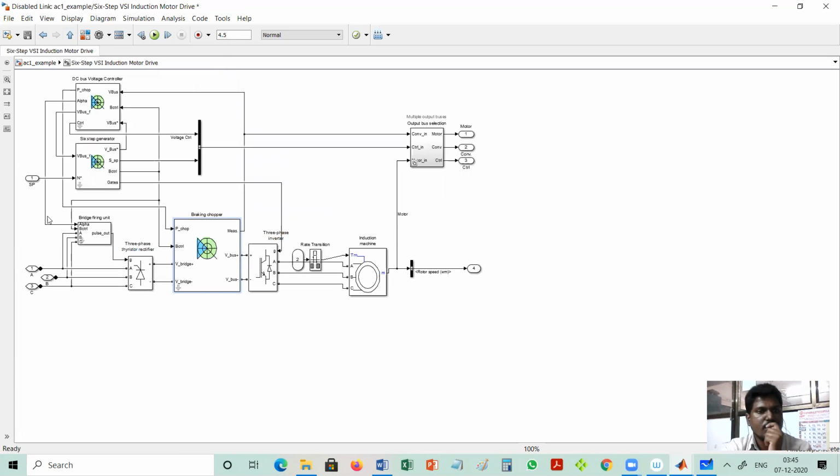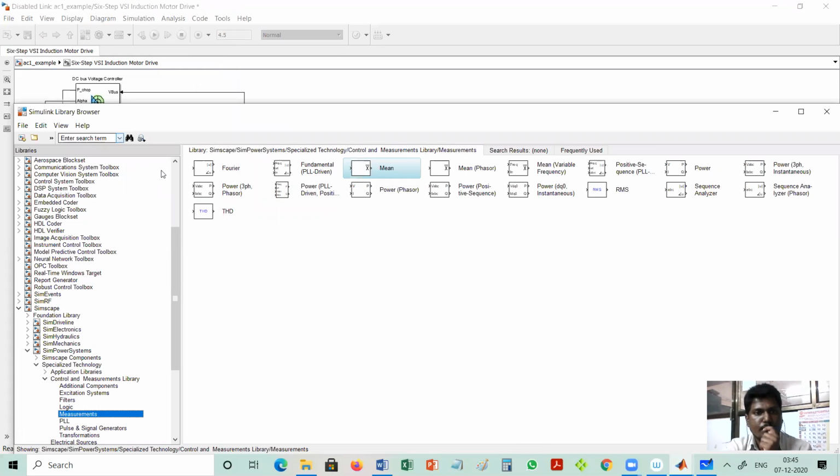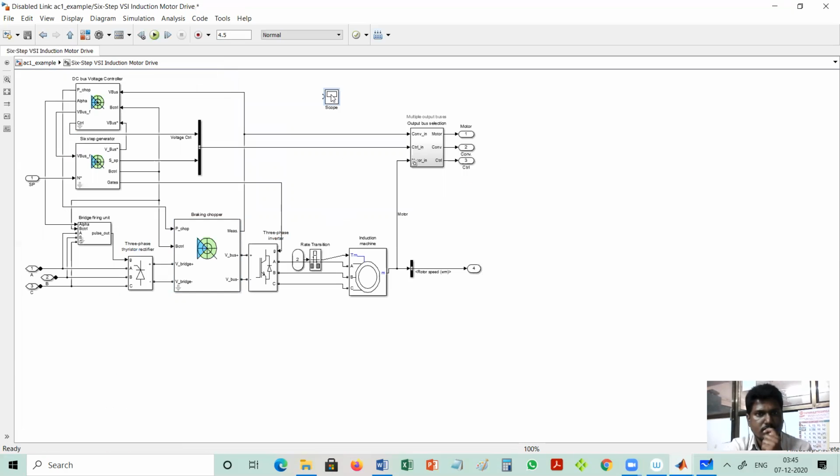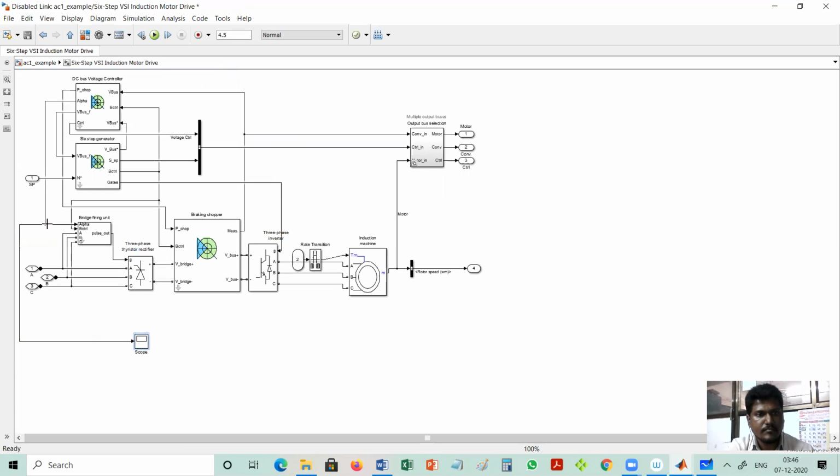Again we have to take the reading of the firing angle. So for that again you have to connect the scope. Now I will show how this speed command is converted into frequency, then into the phase angle theta, and then into the pulses.